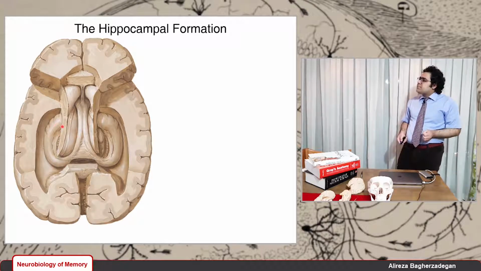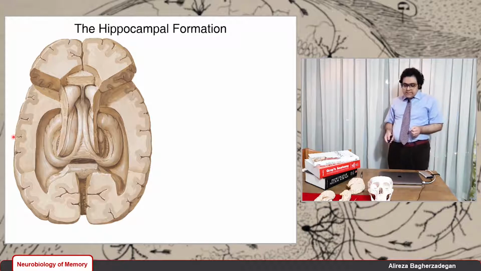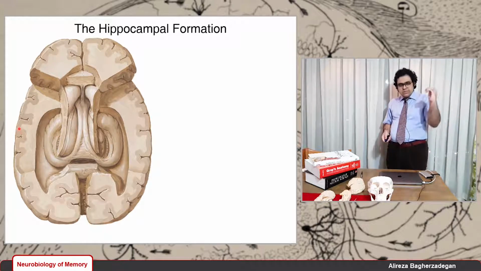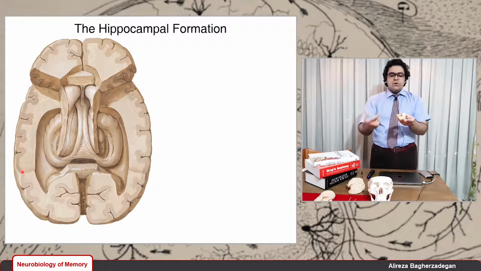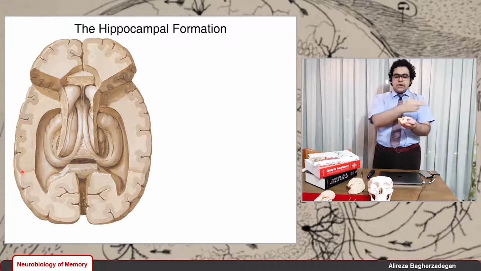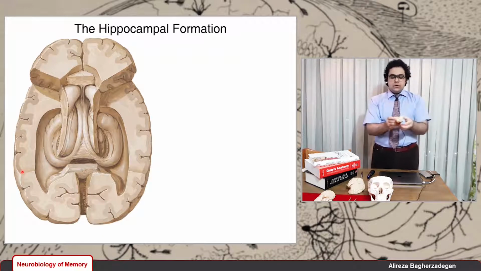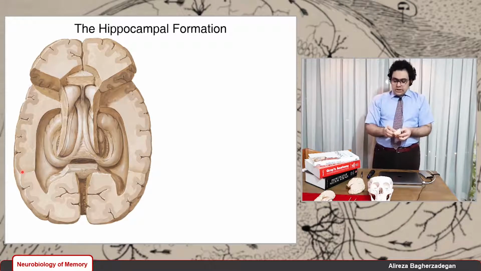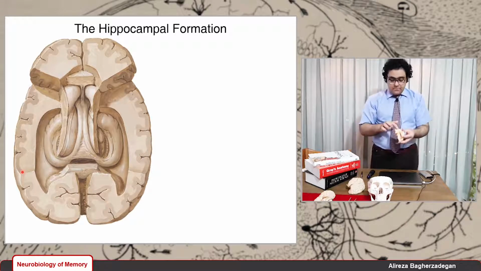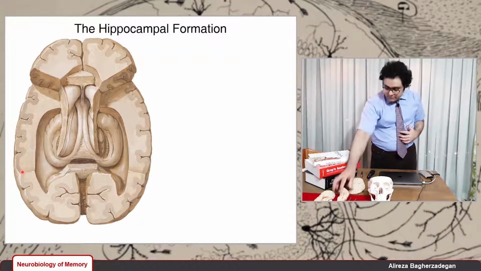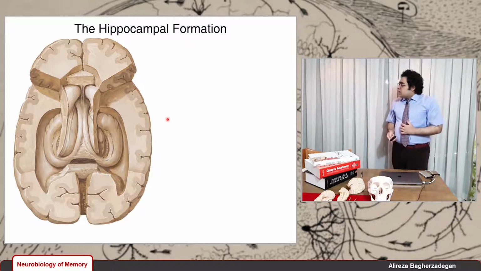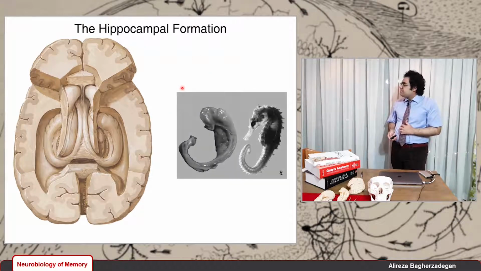Another thing about the hippocampus is that it bulges laterally. Laterally means toward the side, or the sides. Medially means toward the middle part. So it bulges laterally in the temporal horn of the lateral ventricle. Okay, this is a very beautiful picture.